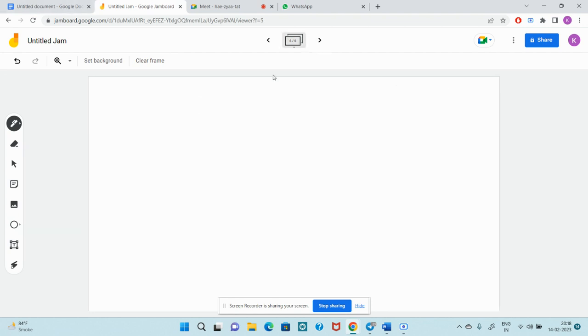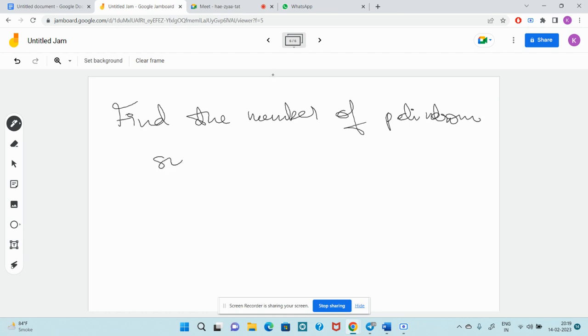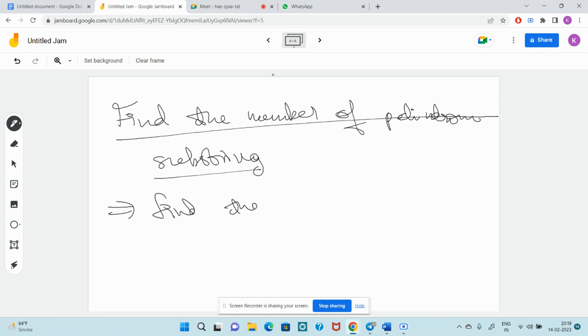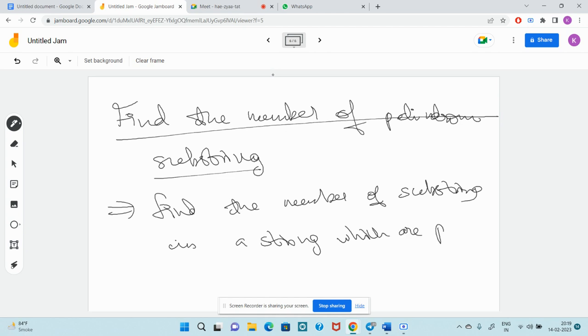Now the question is: find the number of palindromic substrings in a string. So guys, what will be the brute force method of this? Find the number of strings which are palindrome basically. Let me reframe the question: find the number of substrings in a string which are palindrome.